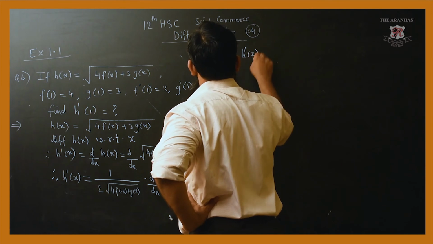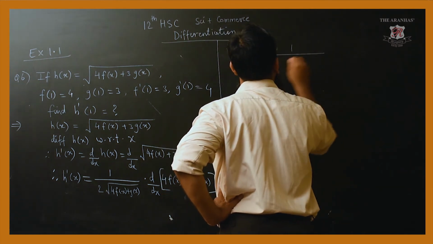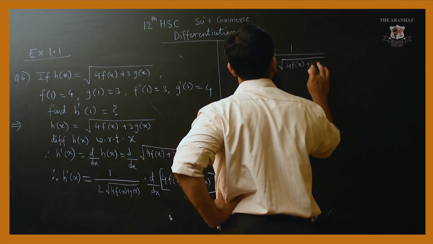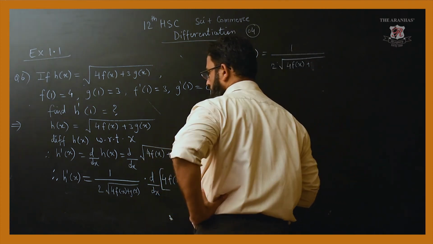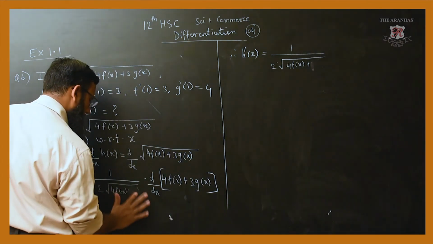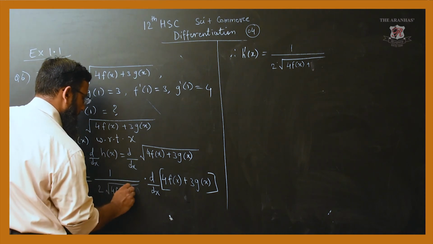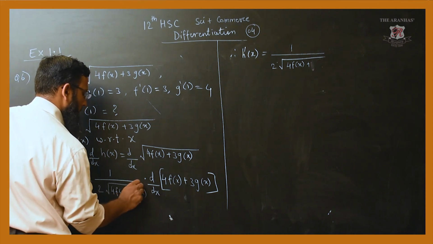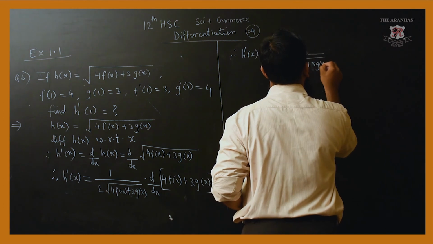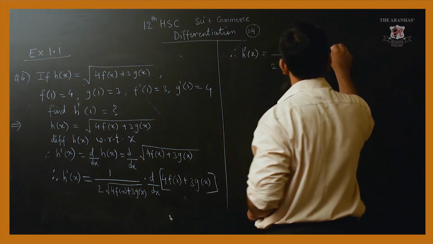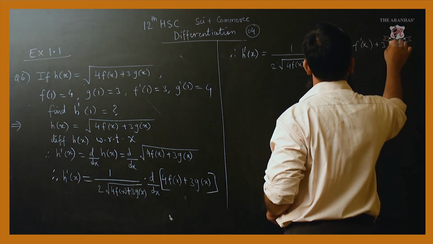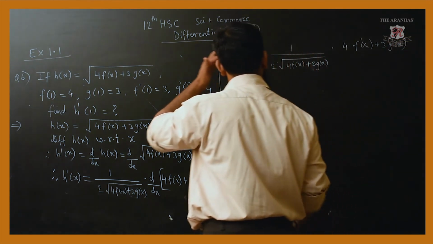So therefore h dash of x will be 1 upon 2 root of 4f x plus 3g of x, and then it will become 4 f dash of x plus 3 g dash of x.